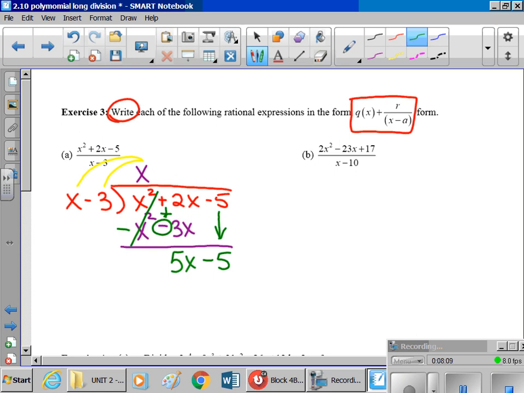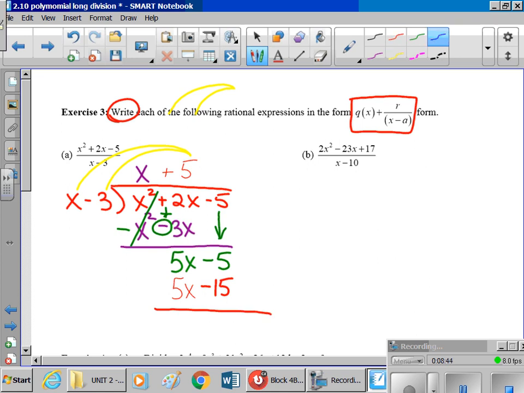So the next question we have to ask ourselves is, what is going to give us a 5x over here? So in other words, I need a 5x here. So that means I need to multiply by positive 5. So when I multiply a positive 5 times x, I get my positive 5x. And now I do the minus 3. So I get positive 5 times minus 3, which is a minus 15.